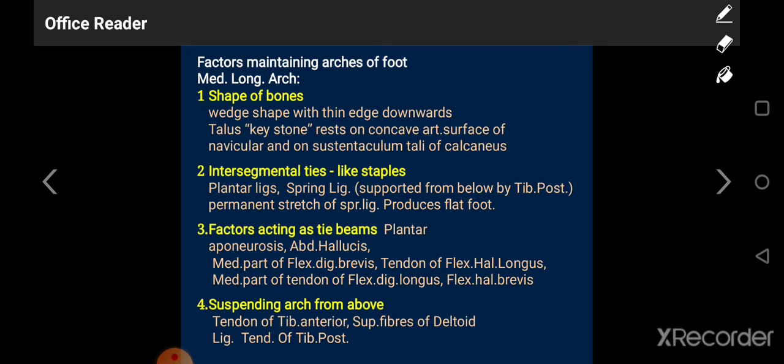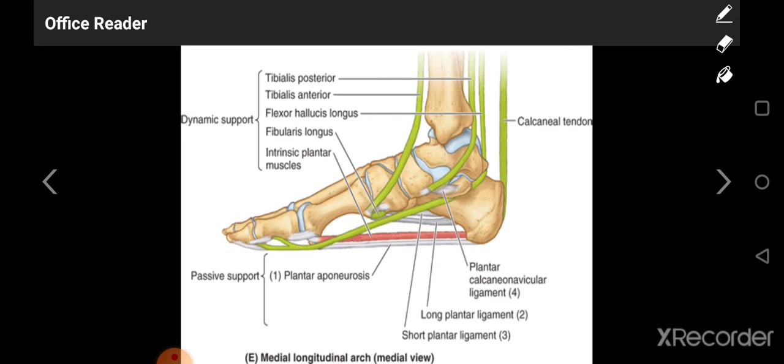So suspending the arch from above, that is the suspension, is provided by the tendon of tibialis anterior, superior fibers of the deltoid ligament, and the tendon of tibialis posterior. In the diagram we can see the suspensions as well as the pillars.